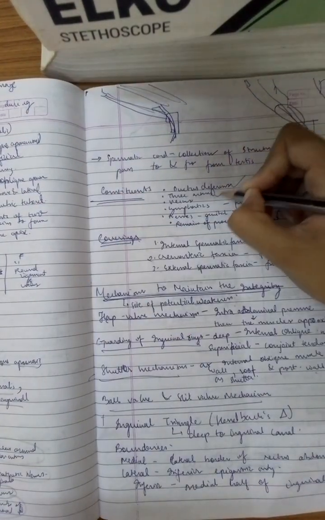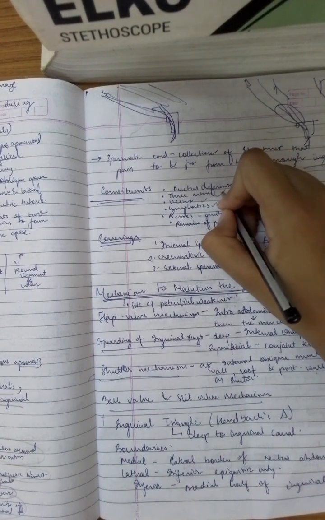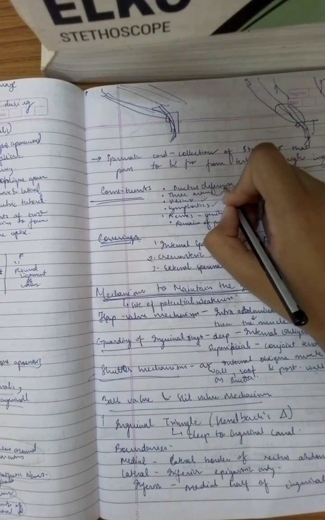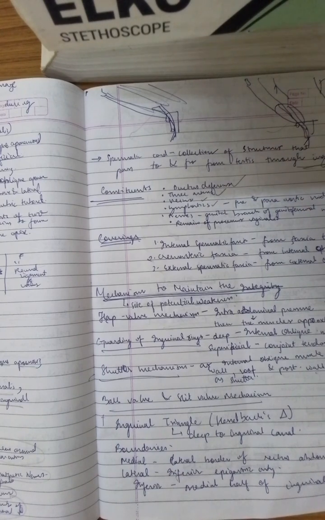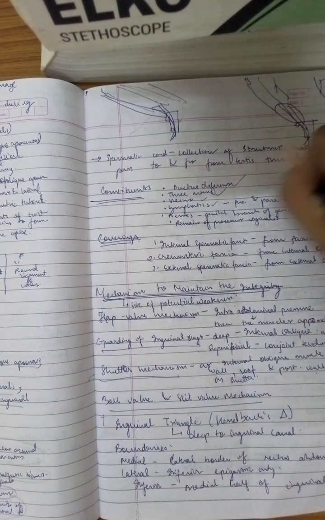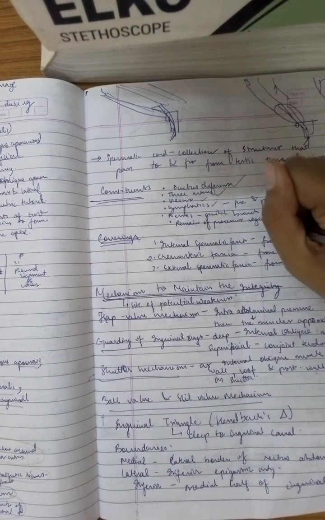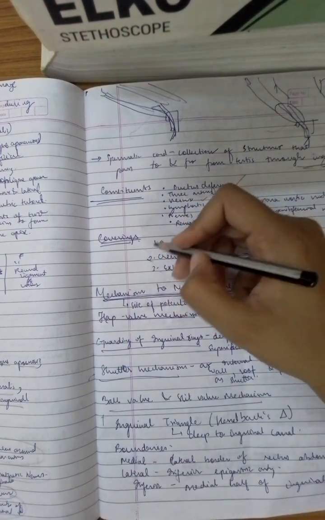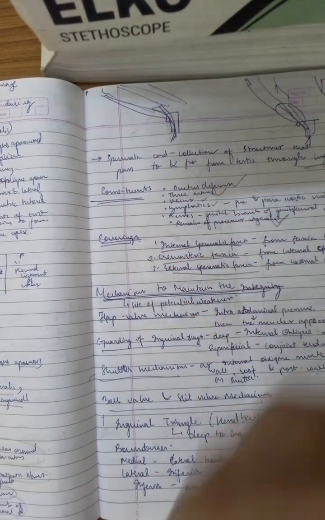Structures: ductus deferens, three arteries, veins, lymphatics. The arteries are the cremasteric artery, the testicular artery, and then there is one more artery. And then lymphatics to the para-aortic and pre-aortic lymph nodes, nerves, the genital branch of the genitofemoral nerve, and remains of the processus vaginalis. Now the coverings are internal spermatic fascia, cremasteric fascia, and the external spermatic fascia.